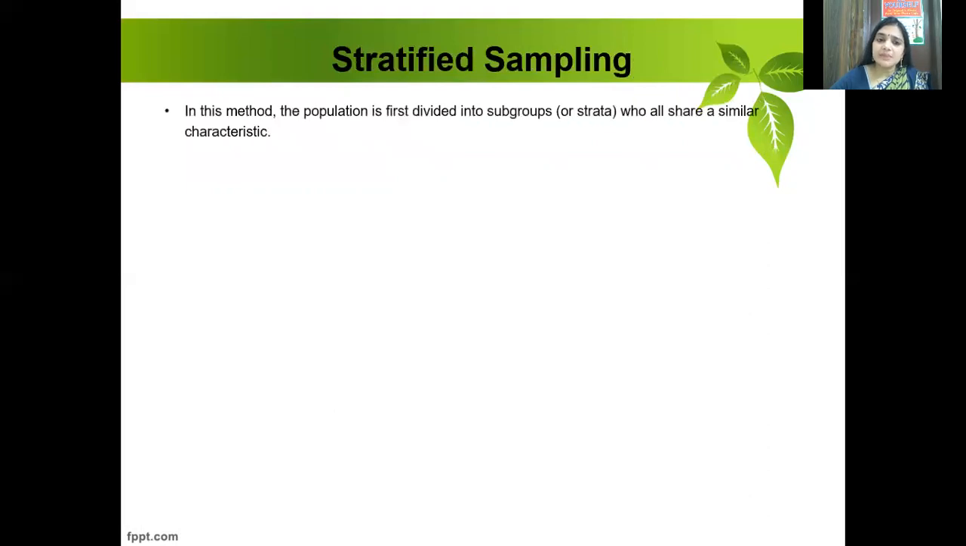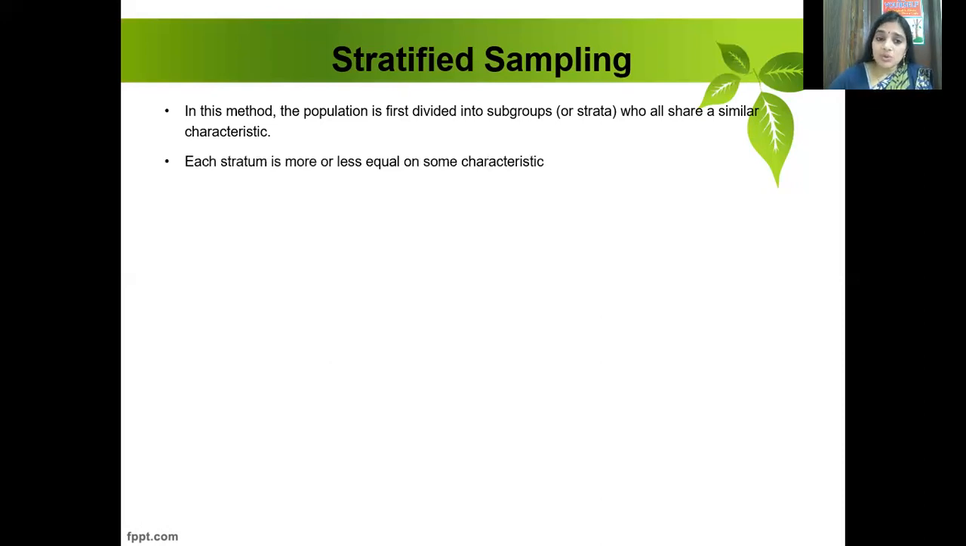Then stratified sampling. In this method, the population is first divided into subgroups. We call these subgroups strata, which all share a similar characteristic. For example, there are 1,000 people. We will be dividing this into 10 groups, 100 people each, and these 100 people would be similar to each other but would be different from another 100.